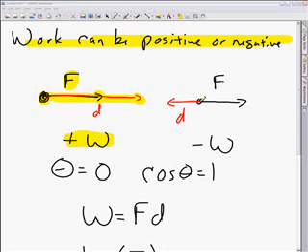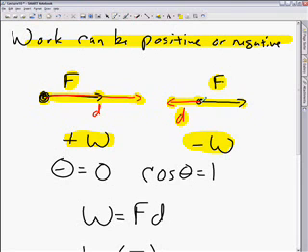And let's look at the other case. We have our object, we apply a force to it, but its displacement is going in the other direction. Okay? And in this case, we have negative work. So what cases can we think that this might happen?